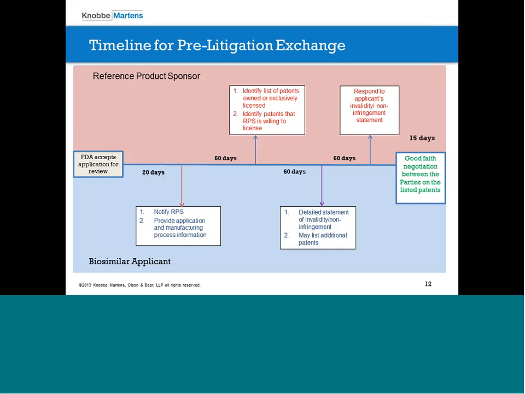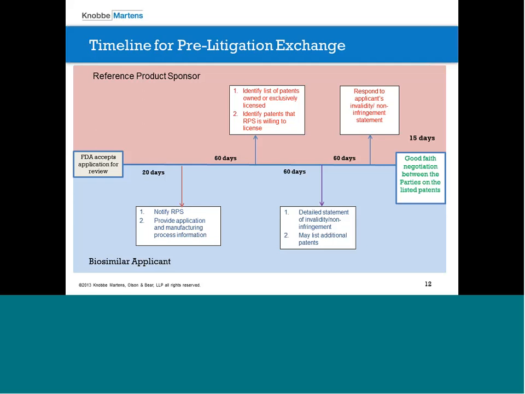Within a pretty short period of time, of 20 days, the biosimilar applicant must notify the reference product sponsor of this application and also disclose the application to the reference product sponsor and additionally provide manufacturing process information on its proposed product. At that point, after the disclosure of the application, the timeline switches back up into the pink, into the reference product sponsor, who must then identify patents that it either owns or has exclusively licensed that would potentially be infringed by the biosimilar applicant, and also identify patents that it's potentially prepared to license to the biosimilar applicant.